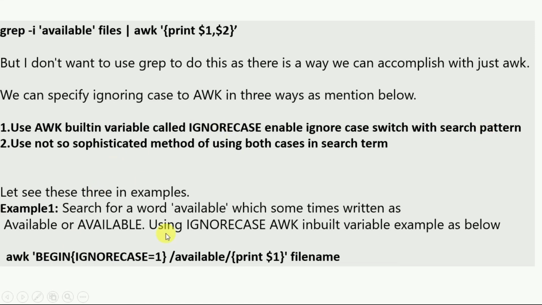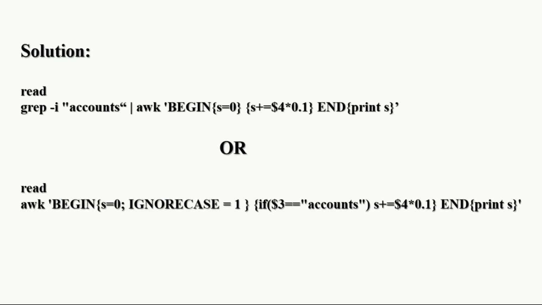Okay, so let's see this example. To search for a particular word, available, which sometimes appears as available in lowercase or AVAILABLE in uppercase, we can use the IGNORECASE awk built-in variable as below. Inside the awk BEGIN section, we can initialize the IGNORECASE built-in variable equal to 1. This variable directly works to ignore case sensitivity. I hope you understood. So let's move towards the solution.